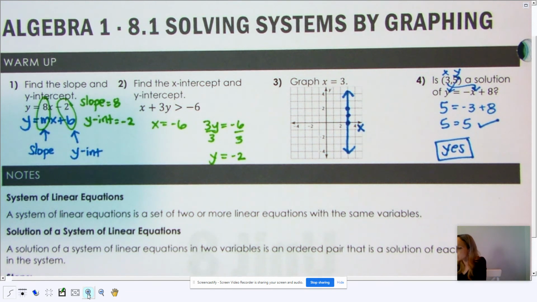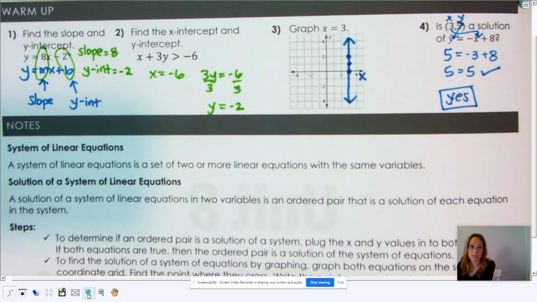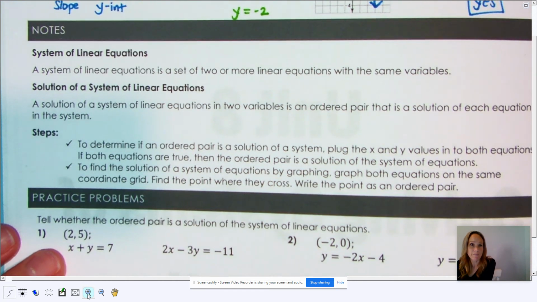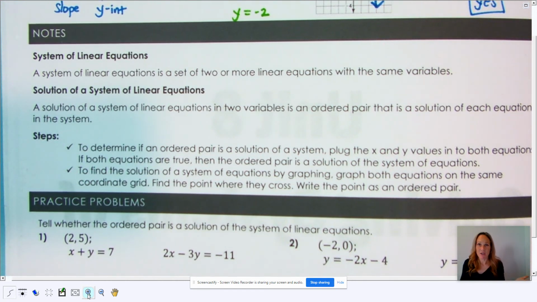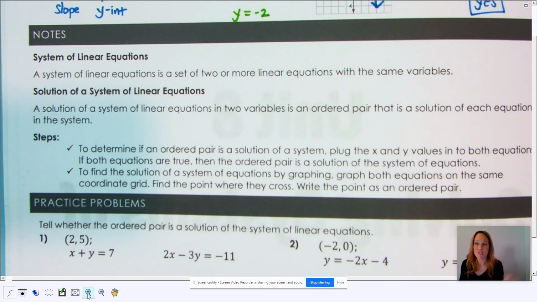Okay, so today we're going to learn about systems of equations. A system of equations just means that we have more than one equation, and they have the same variables. This time we're just doing x's and y's. So we are going to look at what it means to have a solution to a system. The solution is a point that works in both equations.